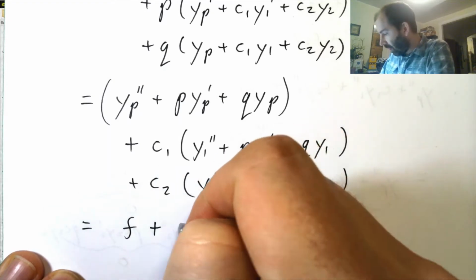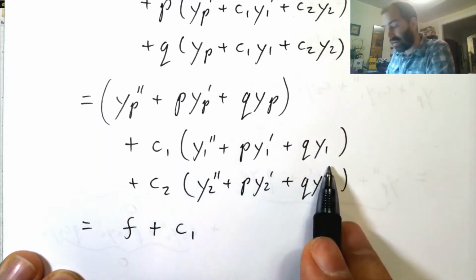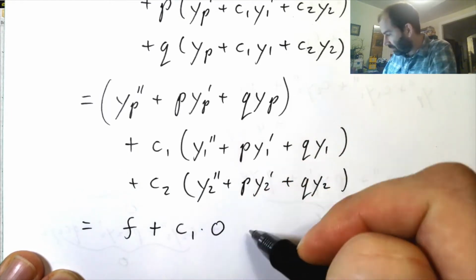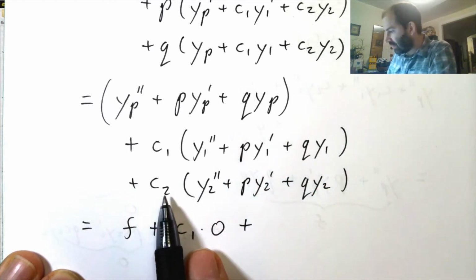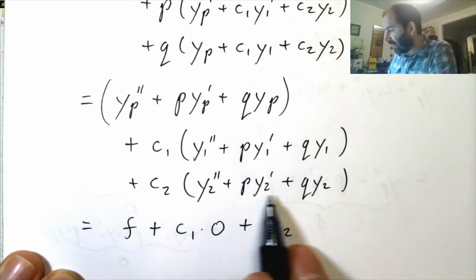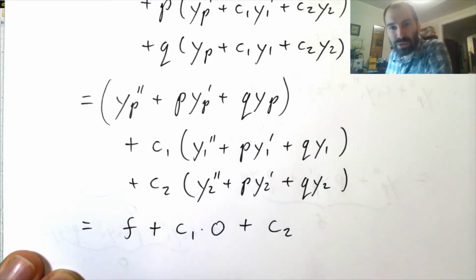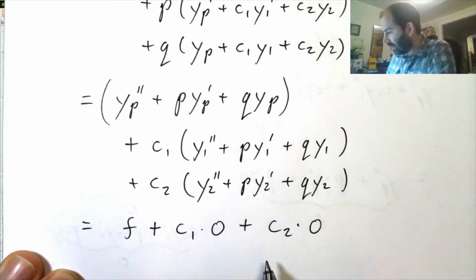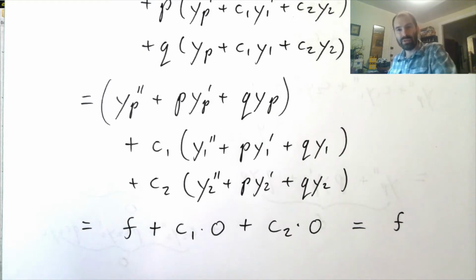Plus c1 times this thing. But remember, y1 is a complementary solution. It's the thing that when you plug it into the differential equation, you get 0. And c2 times, well, y2 is also a complementary solution, so it also gives you 0 when you plug it in. And so when the smoke clears here, we get f, which is what we wanted to get.